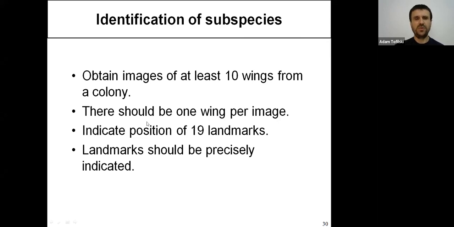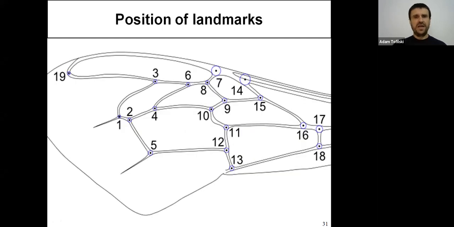And on the image, you indicate the position of the 19 landmarks. And the location should be precise, because if you don't do this carefully, the results will be imprecise. As some computer scientists say, junk in, junk out. If you don't place the points correctly, the identification will not be precise. And in order to make the location precise, it should be well described. So on the picture here, you see that each of the 19 landmarks has a blue circle.